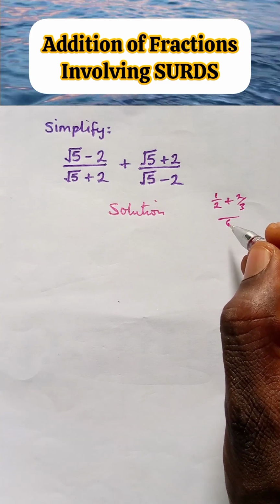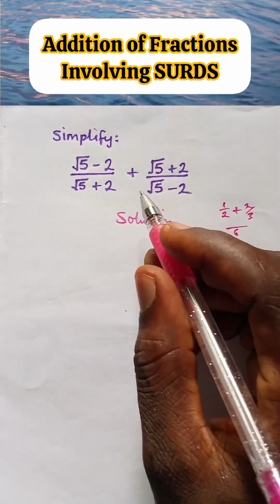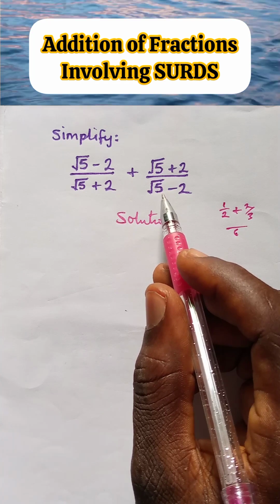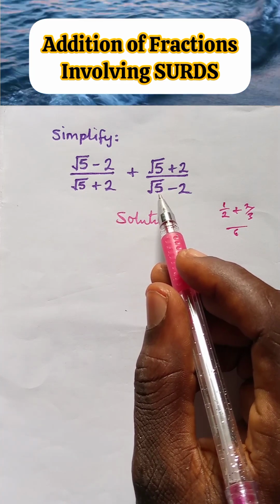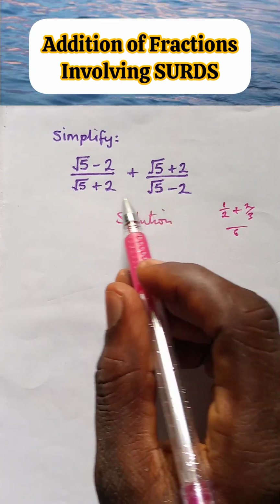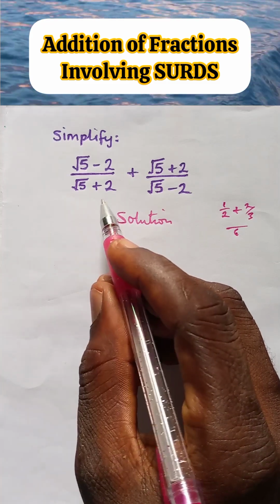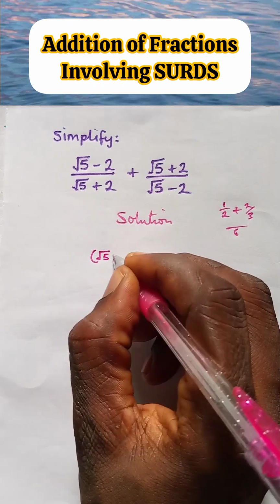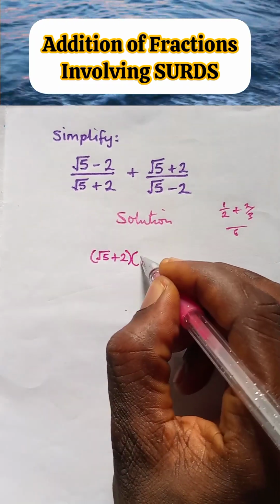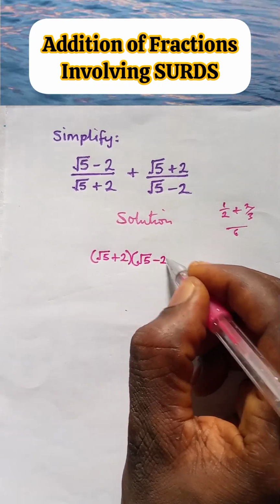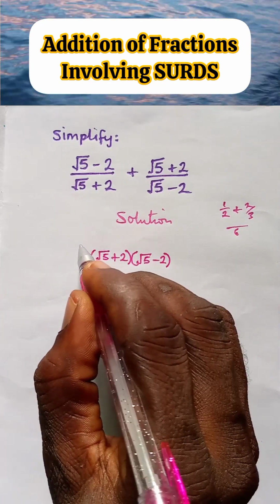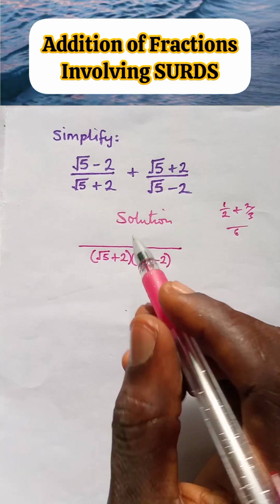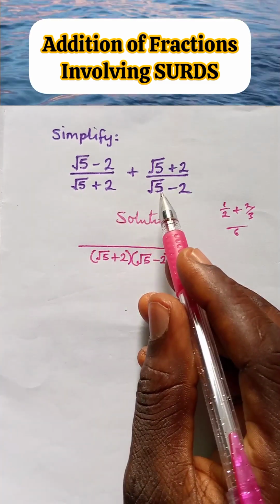We now continue the simplification. We are going to use the same approach to simplify this one. So these are the denominators. We are going to look for the LCM of the denominators, and that we can do by simply multiplying the two denominators, so that our LCM becomes (√5 + 2) multiplied by (√5 − 2).